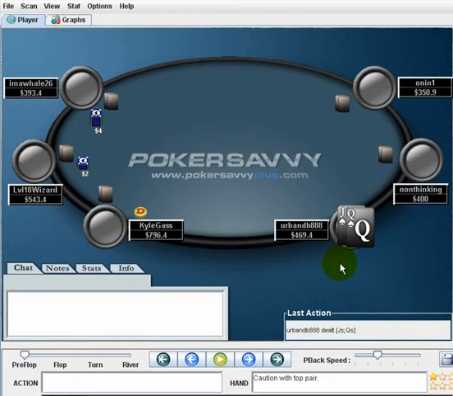So we'll be talking about how to evaluate flops when you are not the preflop aggressor. And you should realize that you've already put yourself at a little bit of a disadvantage by not being the preflop aggressor. As a lot of you probably know, the ability to represent a big hand on the flop is an advantage that the preflop aggressor has.